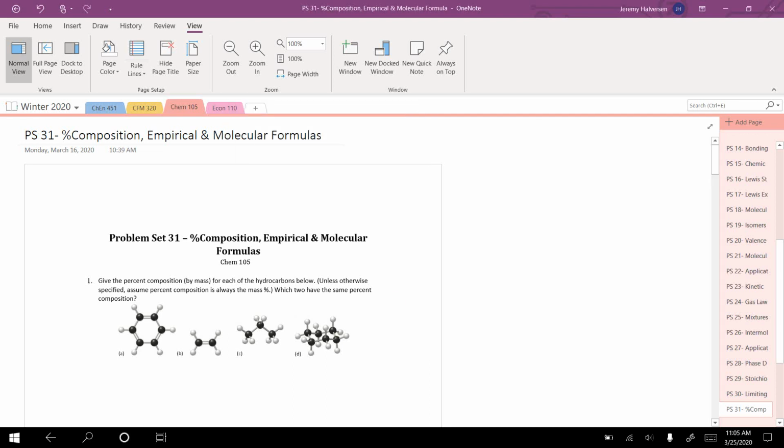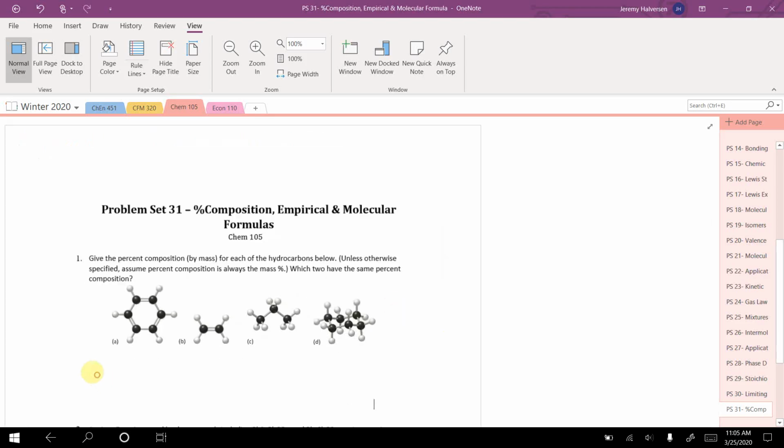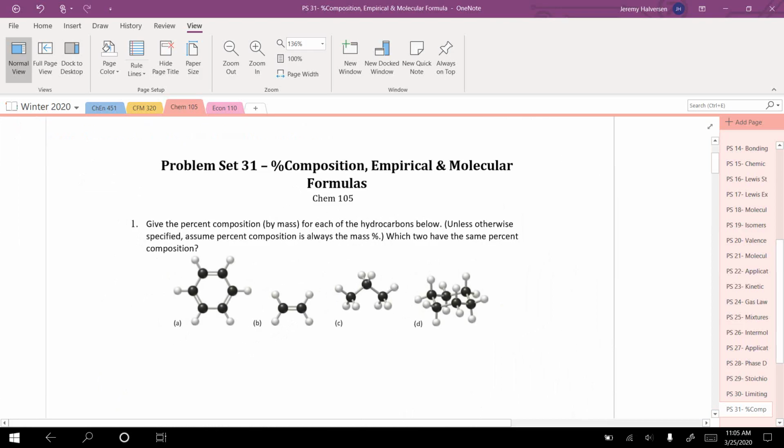This is problem set 31. We're going to talk about percent composition, empirical formulas, and molecular formulas. So let's start off with a pretty simple percent composition problem. This is a mass percent composition, which is what all of your problems will be.